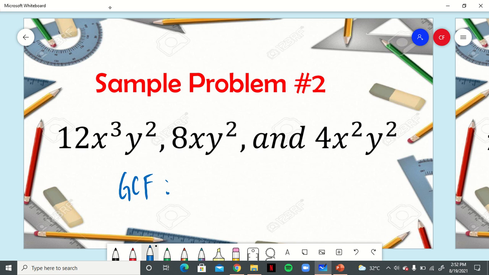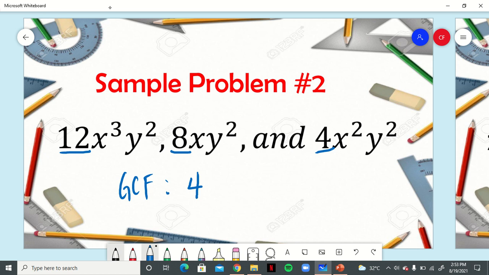Sir, how do we get the GCF again? Again, let's focus first on the coefficients, the numbers. Make sure the numbers 12, 8, and 4 are divisible by the number that will be the GCF. The greatest common factor of 12, 8, and 4 is 4. Observe: 12 divided by 4 is 3, 8 divided by 4 is 2, and 4 divided by 4 is 1.